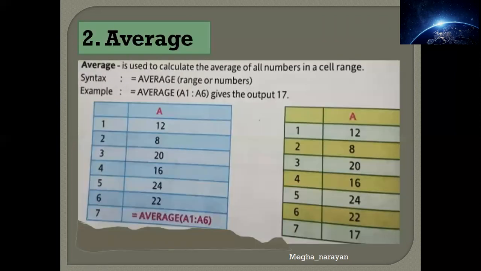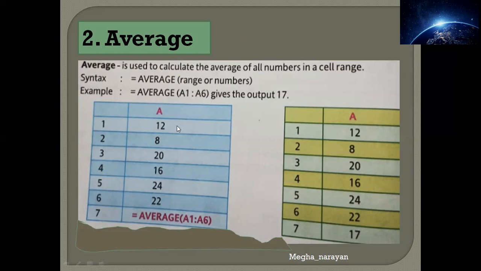Coming to the second one, there is another function, that is average. Average is used to calculate the average of the numbers. Very easy. Example, you can see the same thing is there. Instead of sum, we had just replaced it with average. The rest of the things are just the same here.